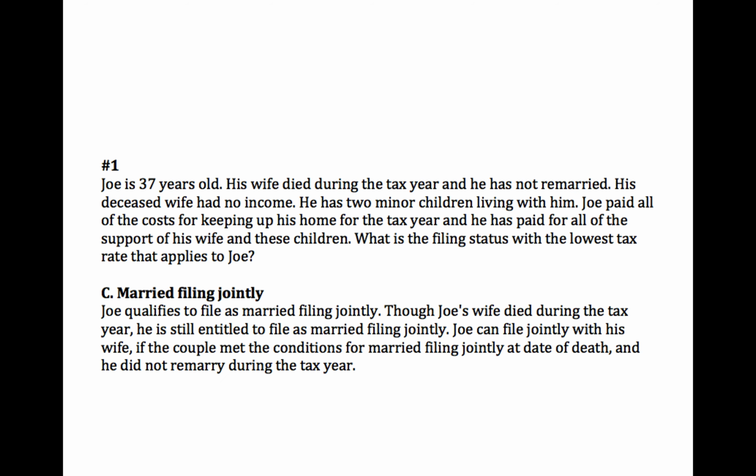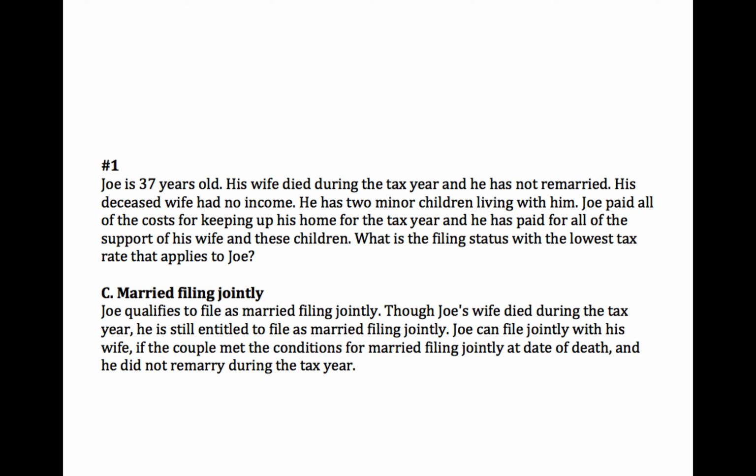So number one, Joe is 37 years old. His wife died during the tax year. He is not remarried. His deceased wife had no income. He has 2 minor children living with him. Joe paid all the costs for keeping up his home for the tax year and paid for all the support of his wife and these children. What is the filing status with the lowest tax rate that applies to Joe?